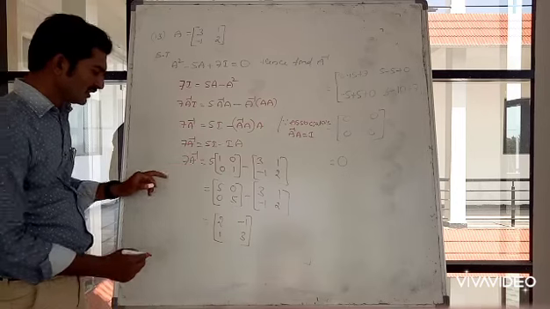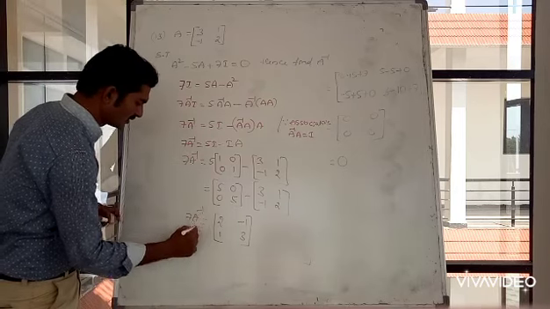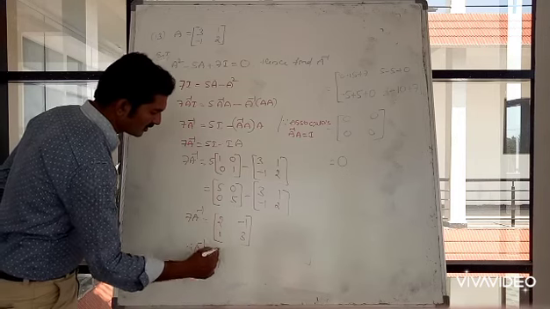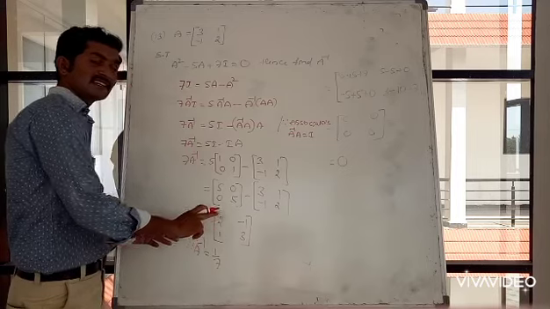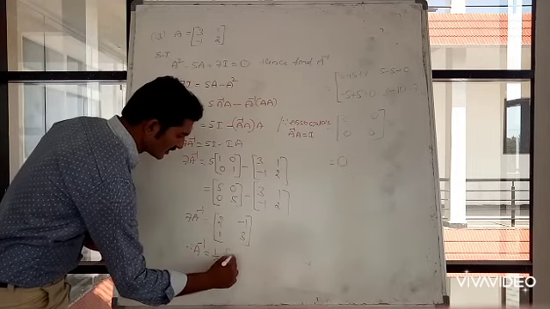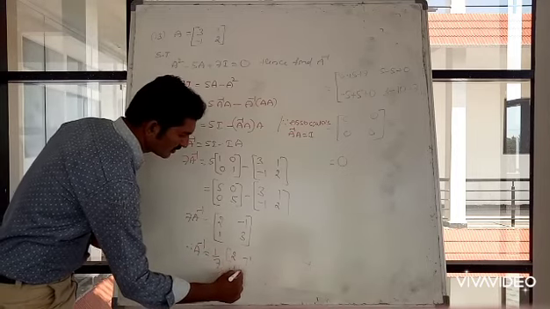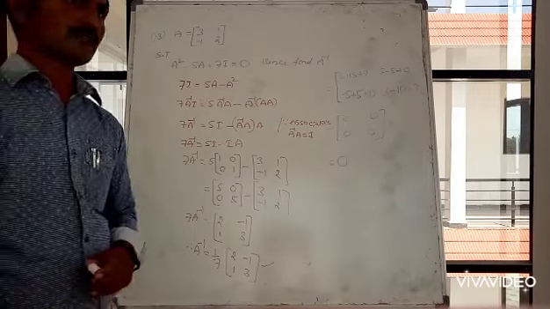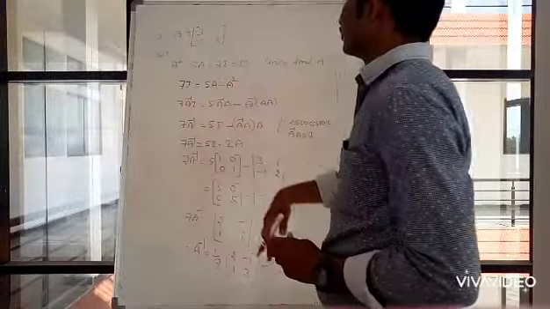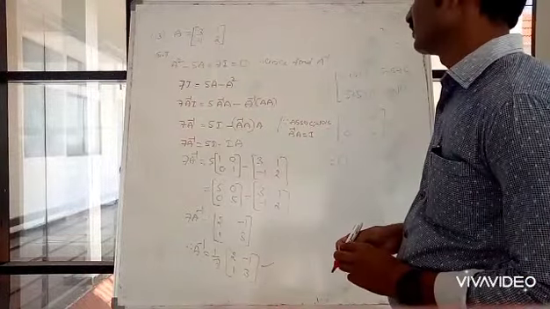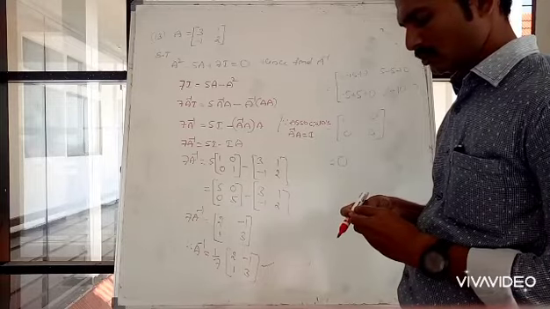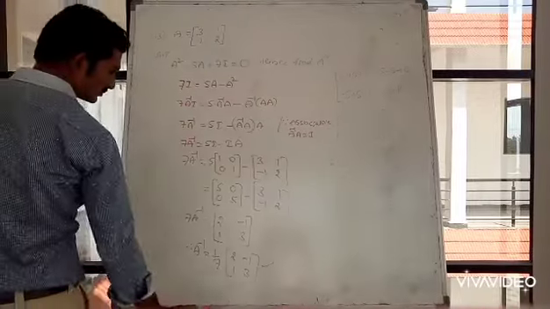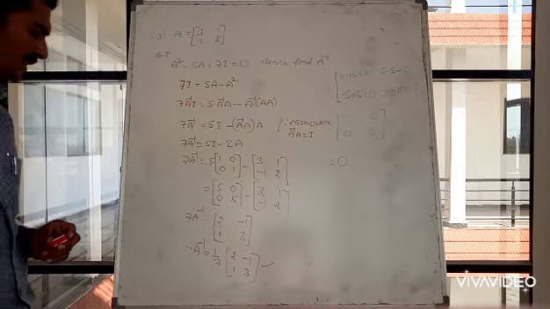We required A inverse, but here we got 7A inverse. Therefore, A inverse is equal to 1 upon 7, here multiplication, take it to the right hand side as division, 2 minus 1 plus 1. This is A inverse. They give the equation. We need to follow this procedure, multiplying by A inverse on both sides.